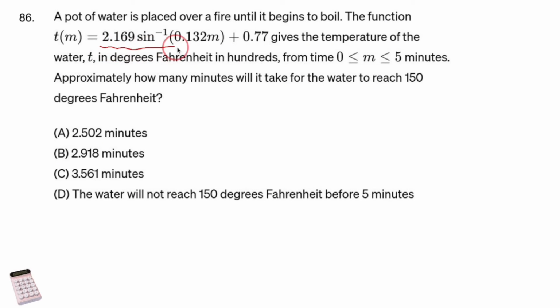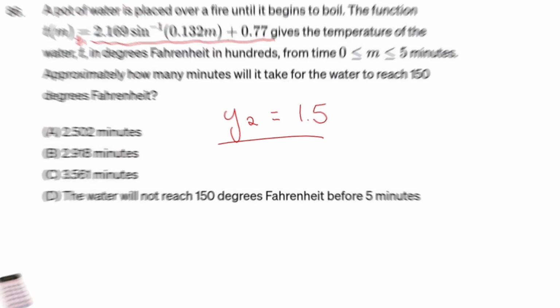We're going to graph this in our graphing calculator in y sub 1. Now, since the temperature is given in hundreds, in y sub 2 we are going to graph 1.5, because 1.5 hundreds is 150. I'm going to find out where these two guys intersect, and that's going to give me my minutes. So let's go and do that.